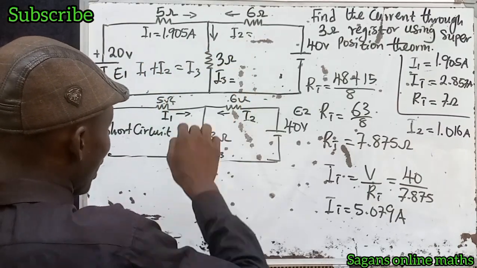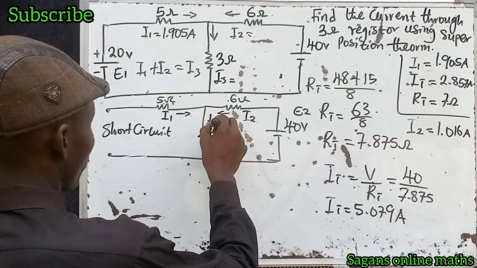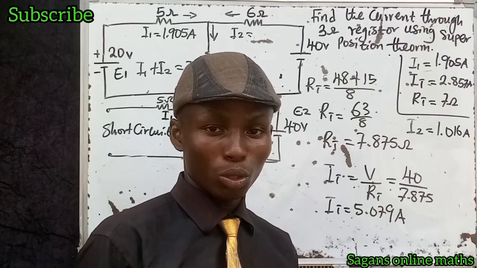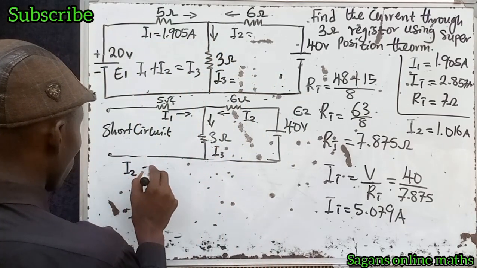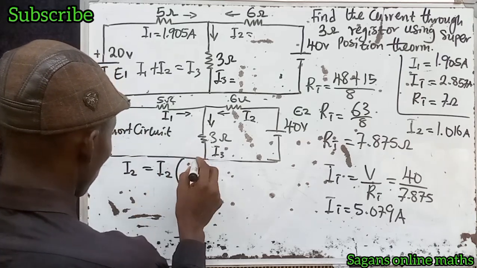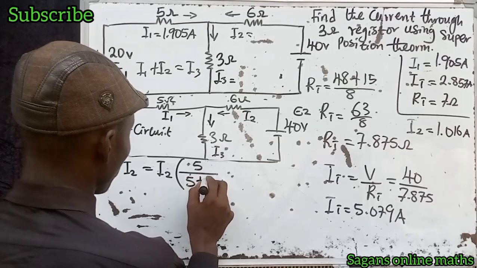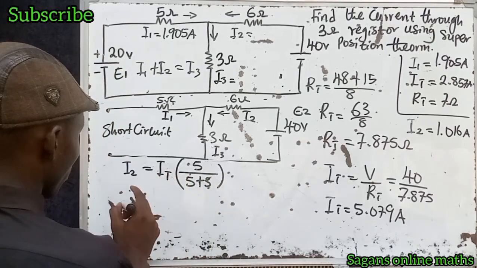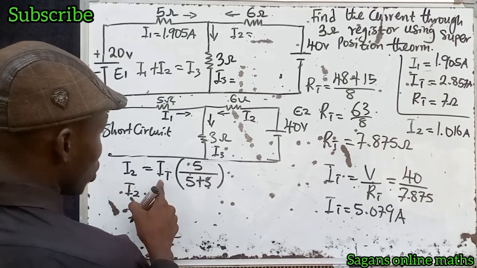Let's look for the current that is flowing through I2, before we can know the current that is entering I3. Now, by current division rule, I2 will be equal to total current times 5 divided by 5 plus 3. Okay, that means this is the total current. Now our I2, the current flowing through I2, will be equal to the total current.